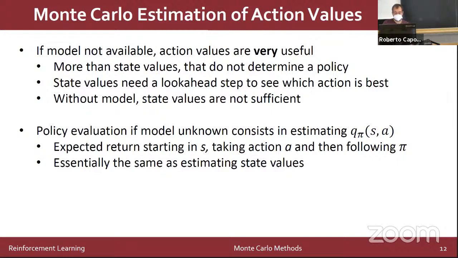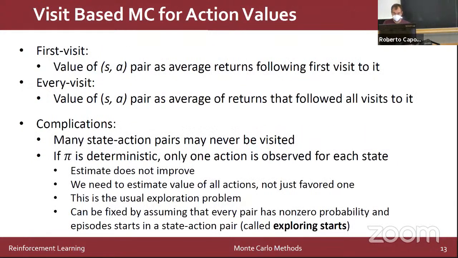So in practice, this is different from estimating V because it allows us to compute a policy, because we can do argmax of Q over the actions, which will give us the best action to take. But essentially, it's the same as computing V. So similarly, we'll have the first visit computation for Q of S, A, and then every visit computation for Q of S, A.